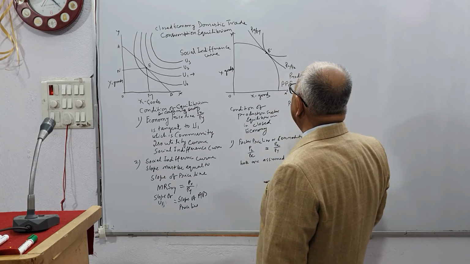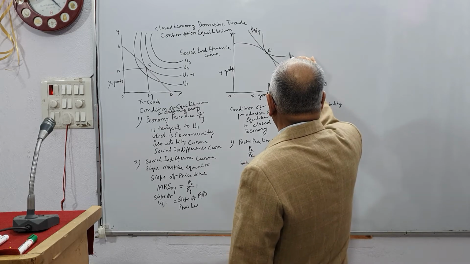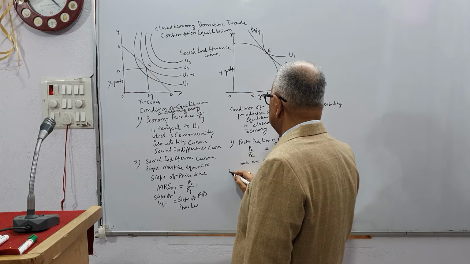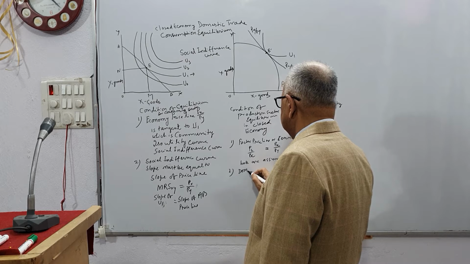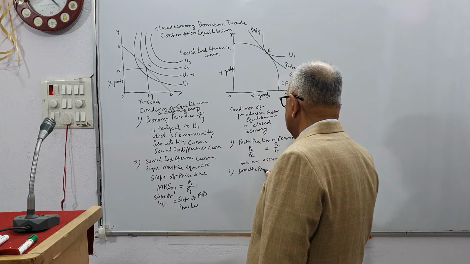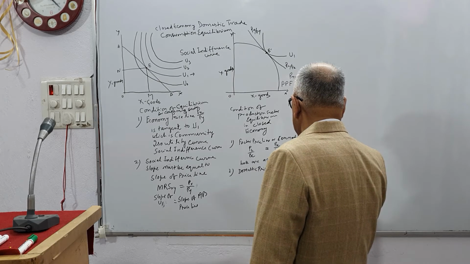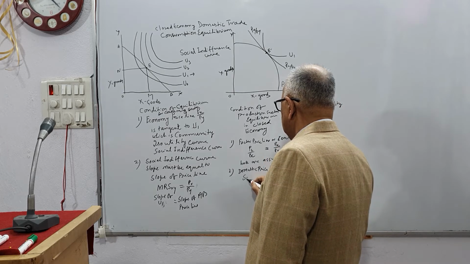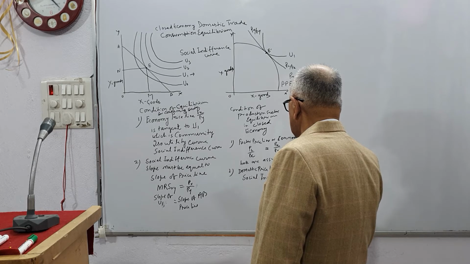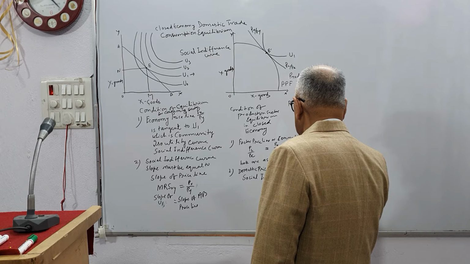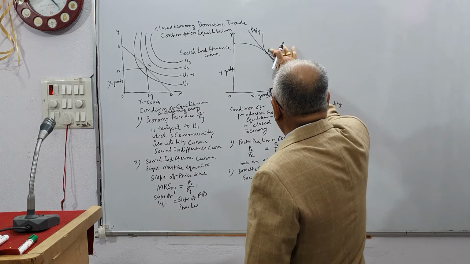that domestic price line is tangent to social indifference curve. Domestic price line is tangent to social indifference curve at E point.